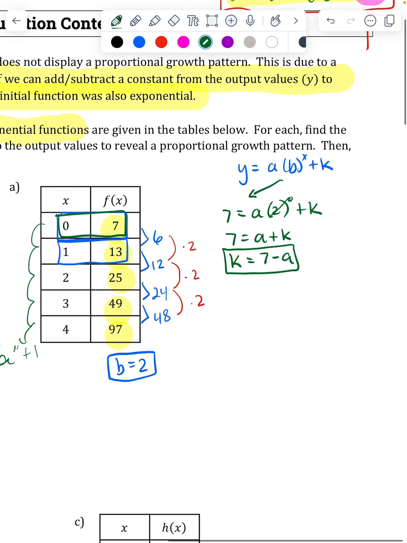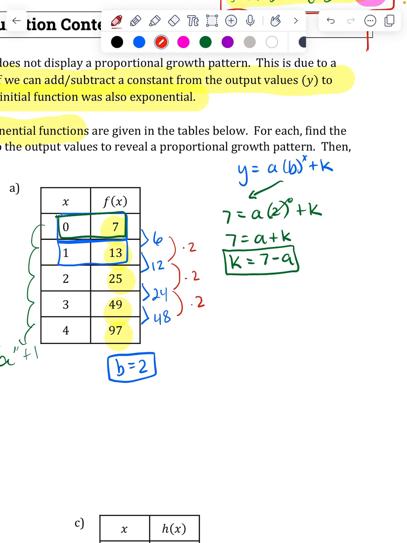But I need another option. So I'm going to also write an equation for this second one, and I'm following the same format. y equals my unknown a, my b value of 2 to the power of 1, because that's the x value in this, plus k. So that simplifies to be 13 equals 2a plus k. All right, but k can be substituted with 7 minus a.